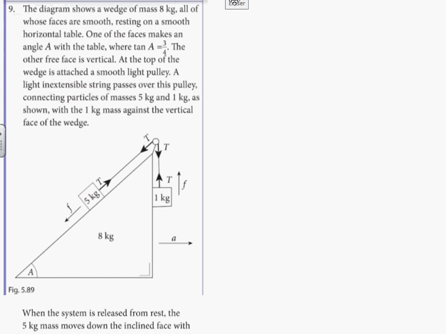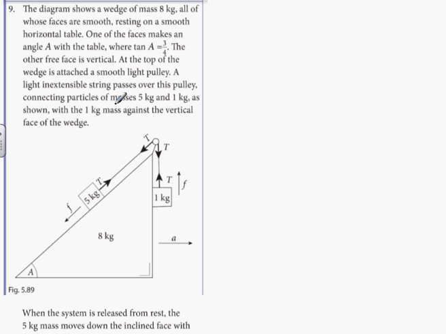So guys, what we have here is a diagram shows a wedge of mass 8 kilograms. All of the faces are smooth, resting on a smooth horizontal table. One of the faces makes an angle A with the table, where tan A equals 3/4. The other free face is vertical. At the top of the wedge attached is a smooth light pulley. A light inextensible string passes over this pulley, connecting the particles of mass 5 kilograms and 1 kilogram as shown.